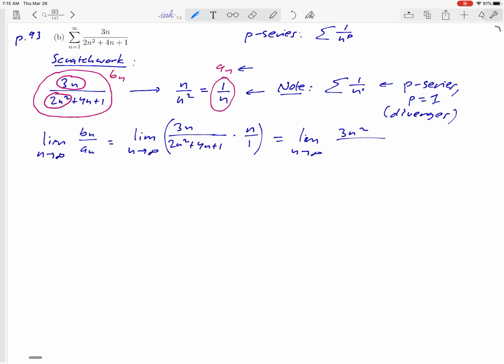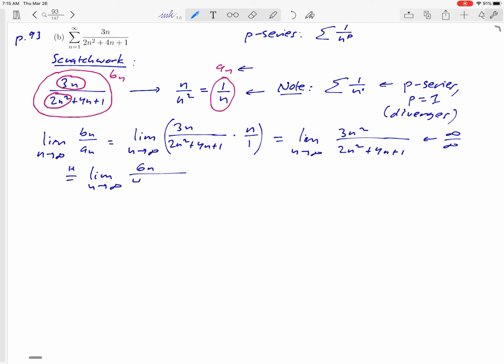All right, so from here, it's kind of algebra. 3n times n is 3n squared. And in the bottom, we're just going to get 2n squared plus 4n plus 1. As will often be the case, notice that that limit has the form infinity over infinity, so we can use L'Hopital's rule to calculate it.